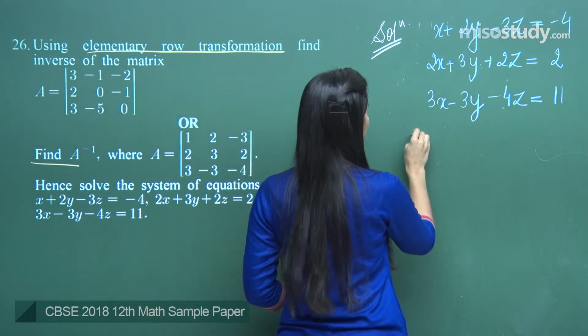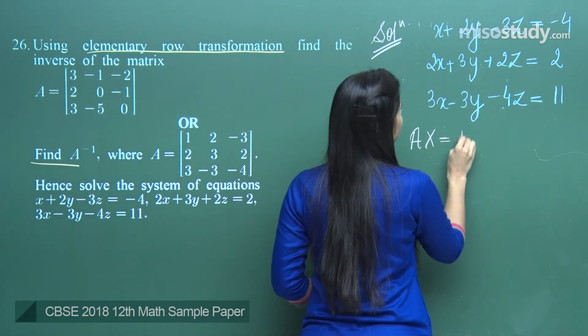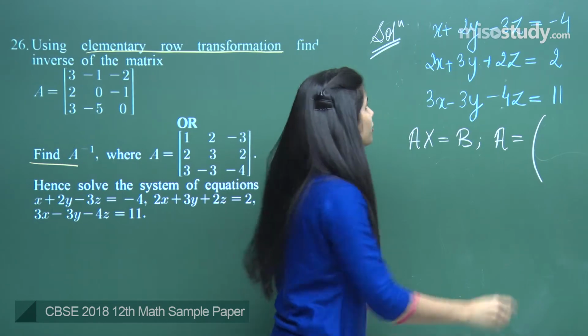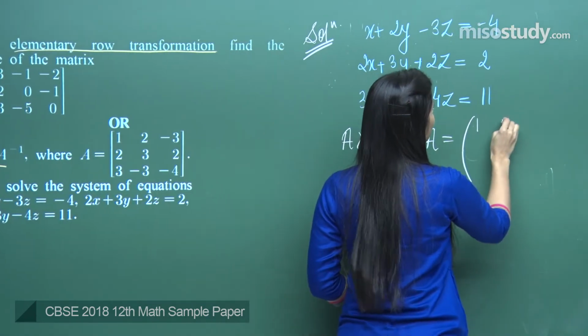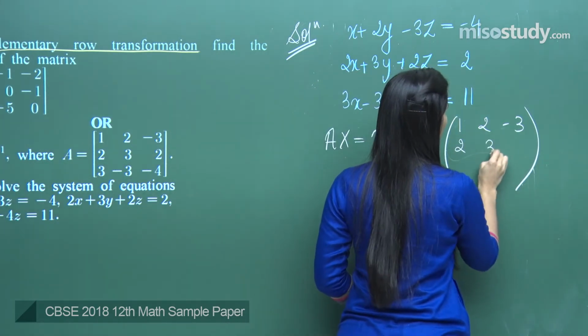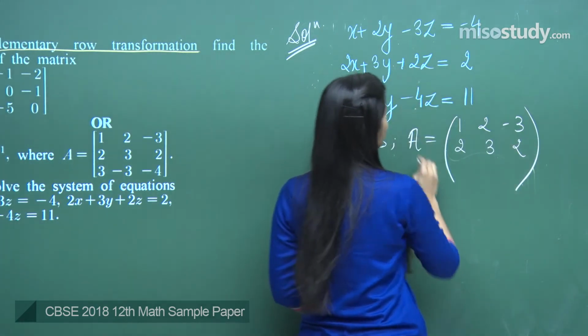Now obviously this can be written as Ax equals B, where what is your A? The coefficient matrix. 1, 2, minus 3, 2, 3, 2, 3 minus 4.